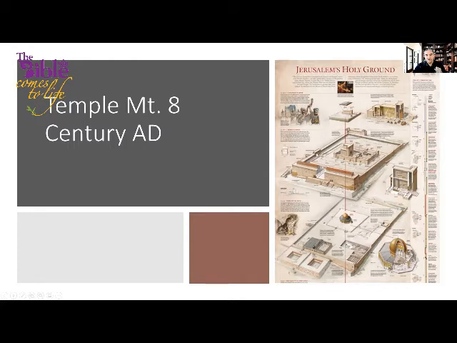The Western Wall is the closest to the Holy of Holies. That is why the Western Wall is the most important. All the other retaining walls are in situ. They're still there. This is the Southern Steps, the Hulda Gate. We can see this today.